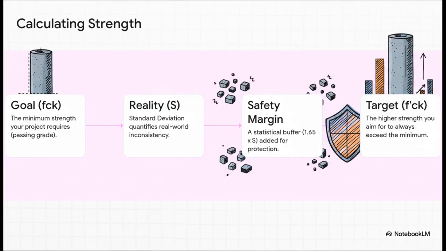Here it is, the 4-step strategy. Step 1 is your goal, FCK. That's your minimum passing grade. Step 2 is S, the standard deviation, which is really just a number that represents all that real-world messiness and inconsistency. For step 3, you multiply that inconsistency to create a statistical safety buffer. And finally, in step 4, you add that buffer to your original goal to get your new, higher target. You aim higher to guarantee you never, ever fall short.